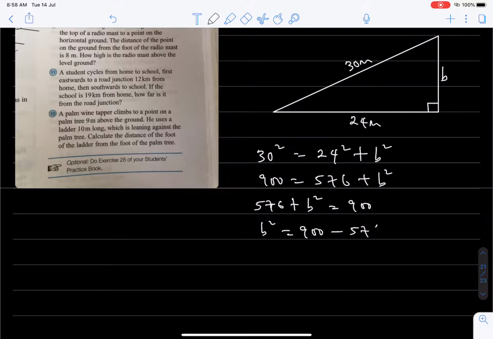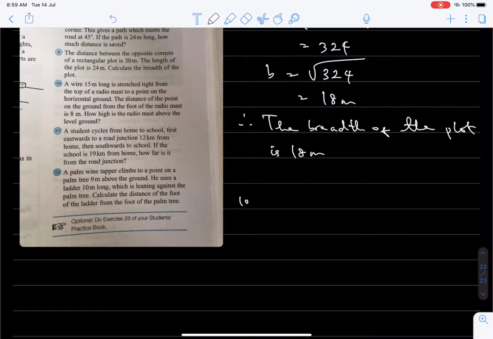So that means b equals square root of 324, which is 18 meters. And we can say, therefore, the breadth of the plot is 18 meters. So that's number 9 simply. Now to number 10.